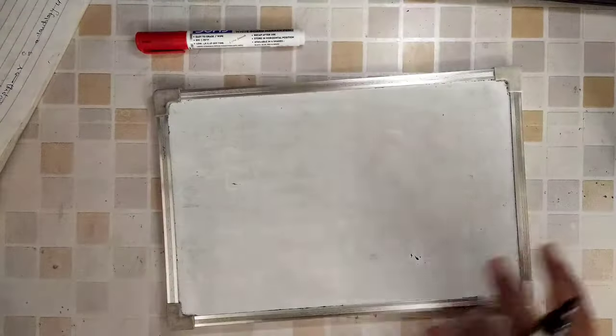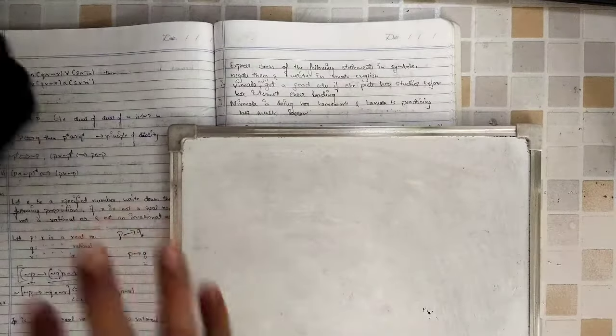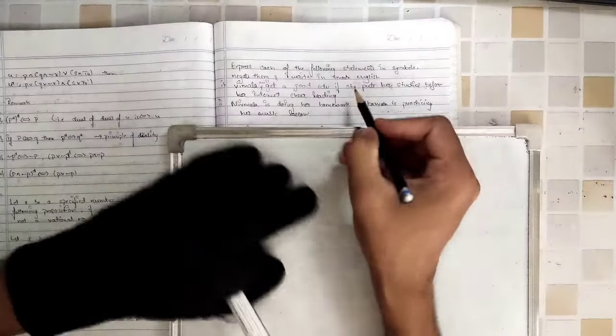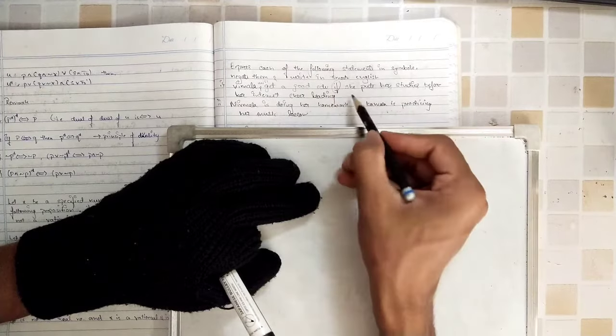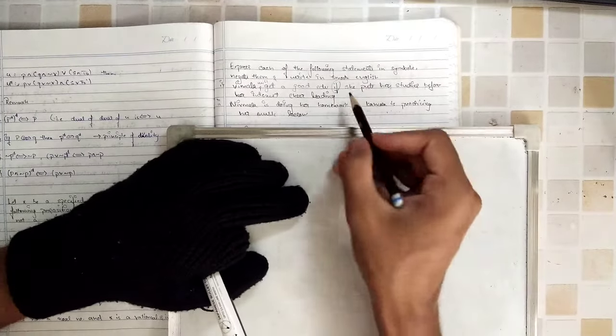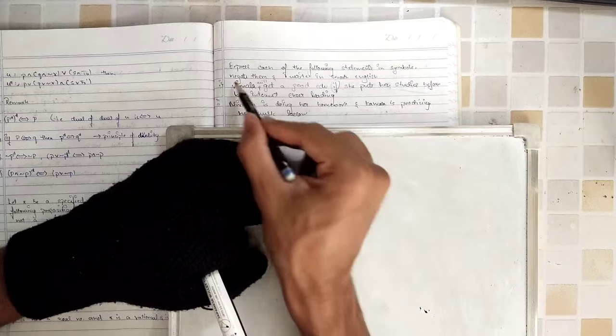Okay. Now I will just keep this book here. I hope you can see the question here. The question is, Vimala will get a good education if she puts her studies before her interest in cheerleading. So "if" is here, we don't have any "then". You have to understand that it is: if this statement, then this statement.